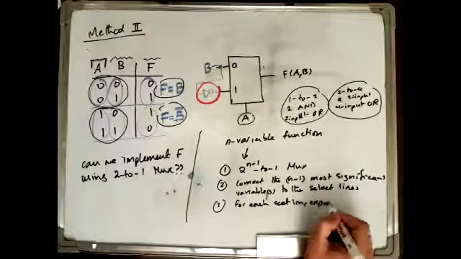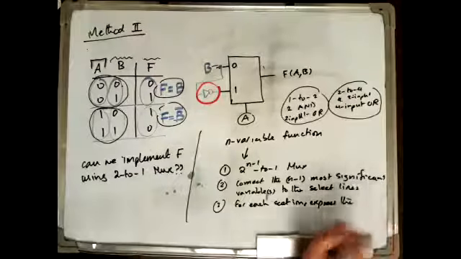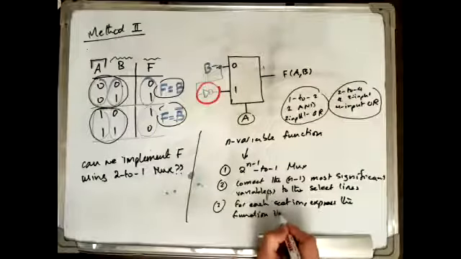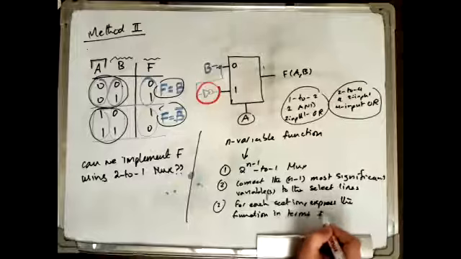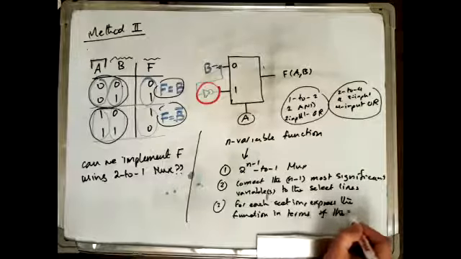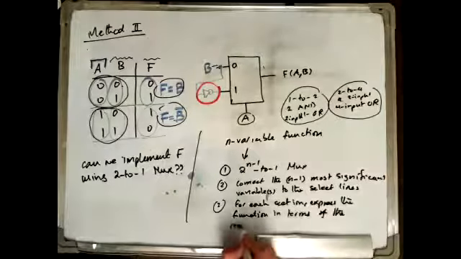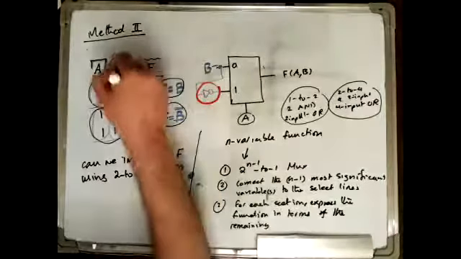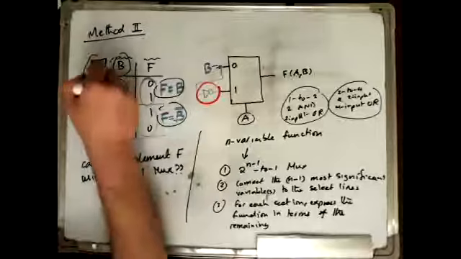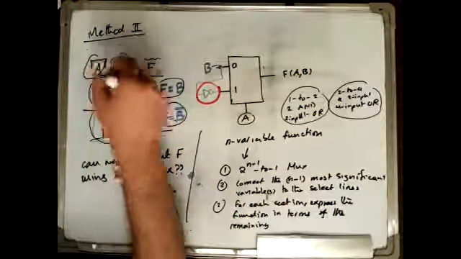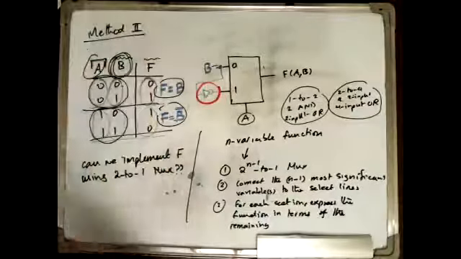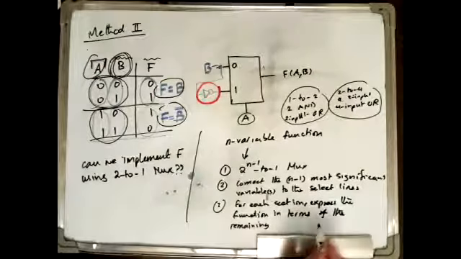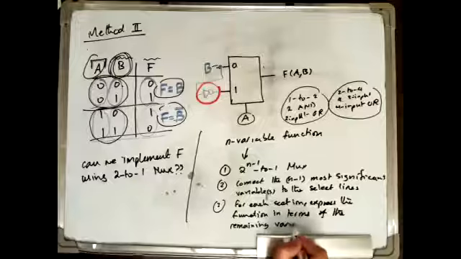express the function in terms of the remaining variables. In this case we have only B. So the remaining variable, after we used A to split the table, we use the remaining variable. In this case, we have only one variable to express the function in terms of the remaining variables.